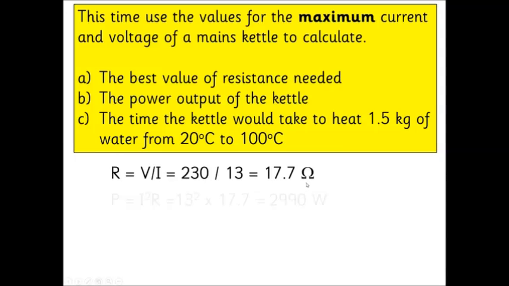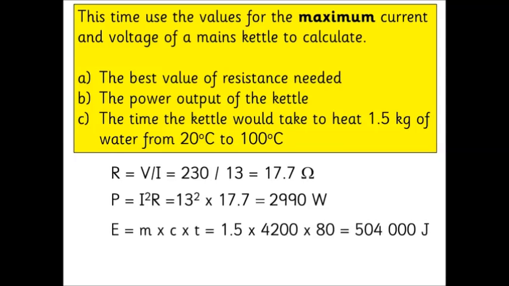Now the power output of the kettle, we're going to use P equals I squared R. So 13 squared multiplied by the resistance we've found, 17.7. 13 squared times 17.7 is 2,990 watts. Now, part C, the time: how long would this take to heat 1.5 kilograms of water? We need to remember the specific heat capacity equation, which tells us that the energy required is equal to the mass times the specific heat capacity times the temperature change.